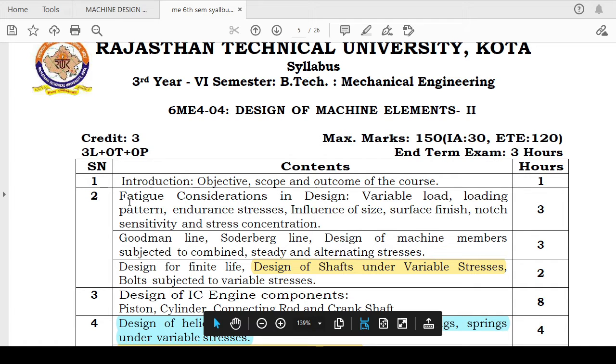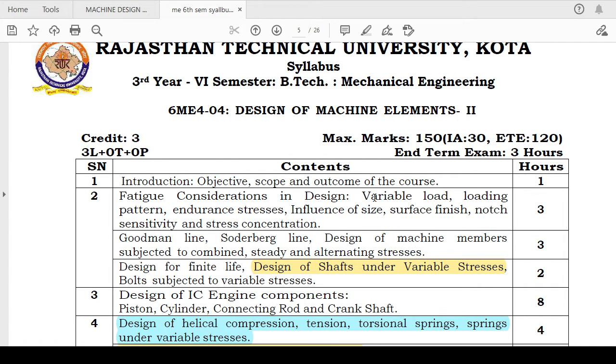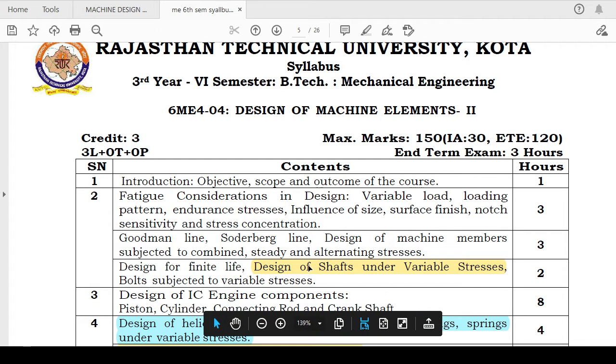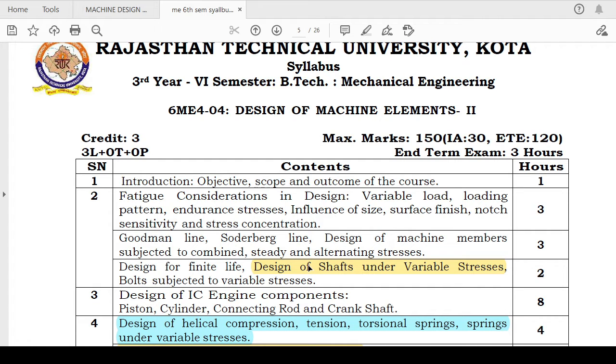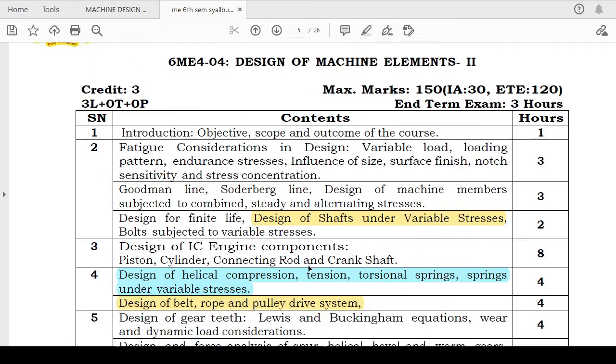Then we have covered the whole unit 2, including the fatigue consideration, Goodman, Soderberg and Gerber's parabola, then design of shaft as well as bolts subjected to variable stresses. So we are just going to unit 4 now.